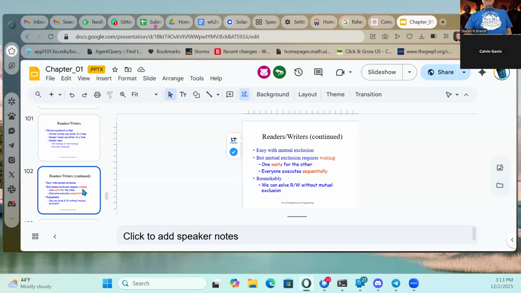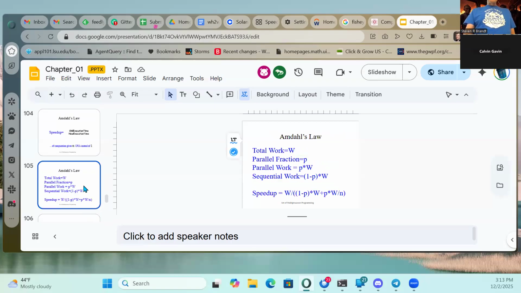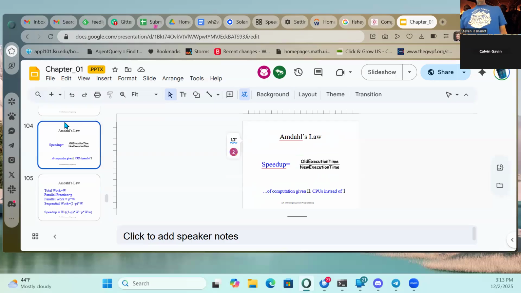Well, let's see. Do you have the slide where I derive Amdahl's? Oh, here it is. Yeah, 104, 105. So let's start with 104. Speedup equals old execution time over new execution time. This is universal, right? This applies to everything. In a way, that's all the laws: old execution time over new execution time. And then the rest is just how you model it.